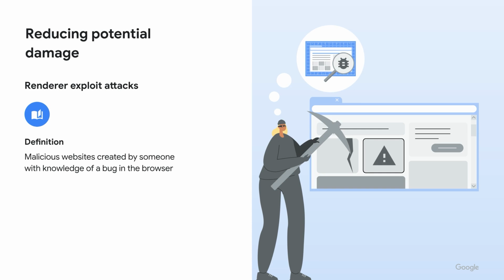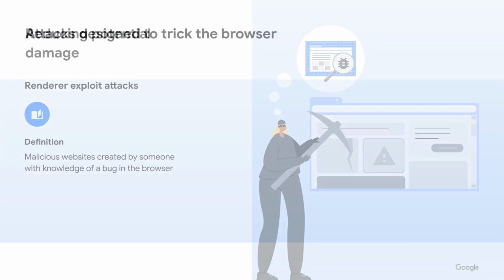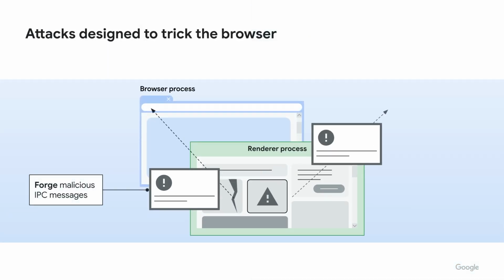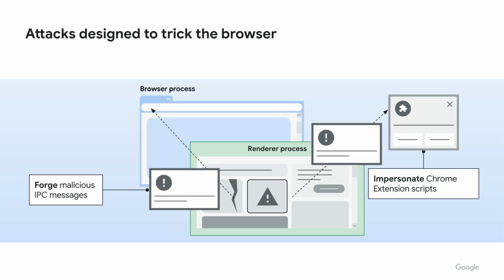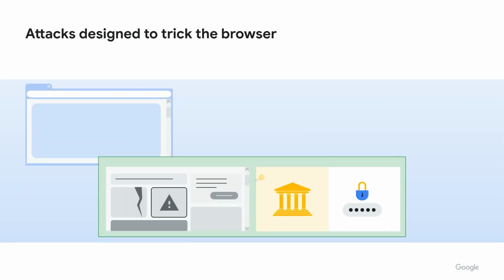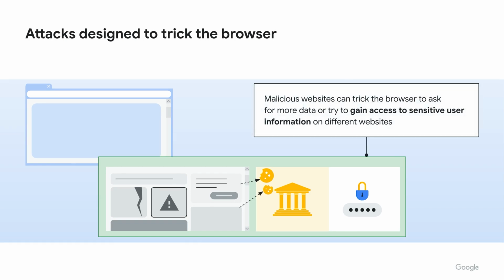Renderer exploit attacks are where malicious websites are created by someone with knowledge of a bug in the browser. These sites can run arbitrary code within the renderer process to forge malicious IPC messages, impersonate a Chrome extension content script, or use other techniques to trick more privileged parts of the browser. Then, they can ask for more data or try to gain access to the user's other accounts on different websites.